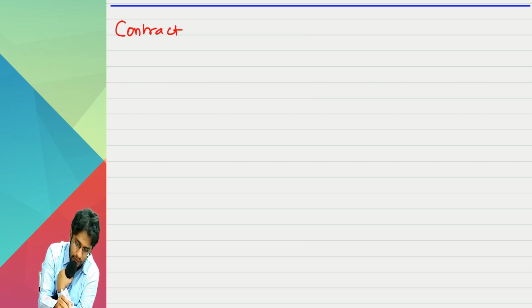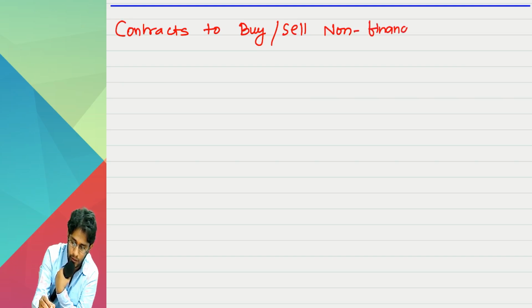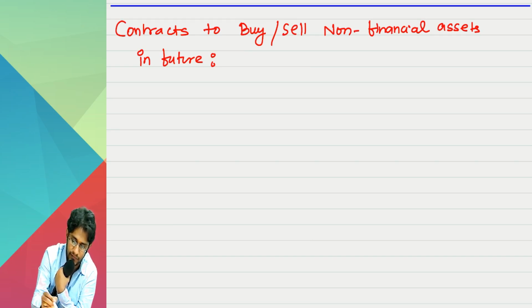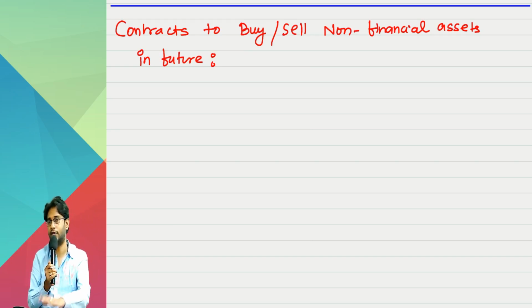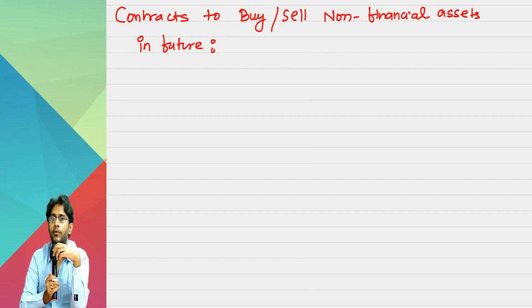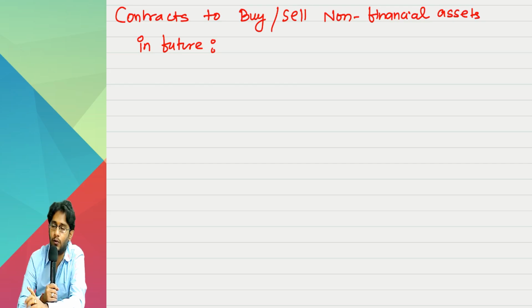This is contracts to buy or sell non-financial assets in future. This is the first concept we are going to discuss in financial instruments after definitions are over. Now what we are going to discuss is not how to account this. How to account is not there in 32. It is there only in 109.